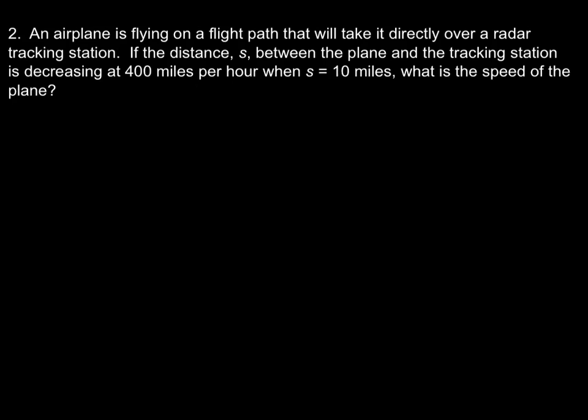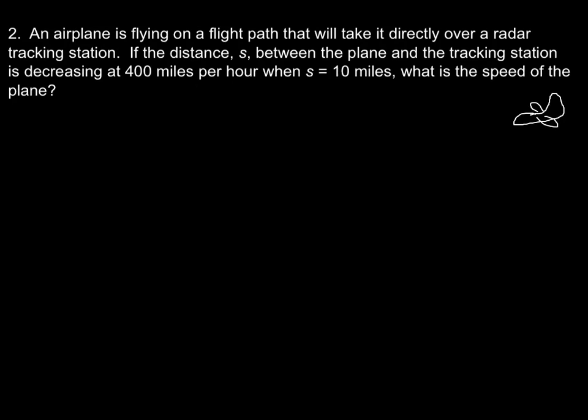Example 2 is an airplane flying on a flight path that will take it directly over a radar tracking station. If the distance S between the plane and the tracking station is decreasing at 400 miles per hour when S is 10 miles, what is the speed of the plane? So what we have here, I'll draw a little picture. So we have an airplane. Oh, and you know me, I can't draw. So here's the airplane. We'll have wings, something like that.